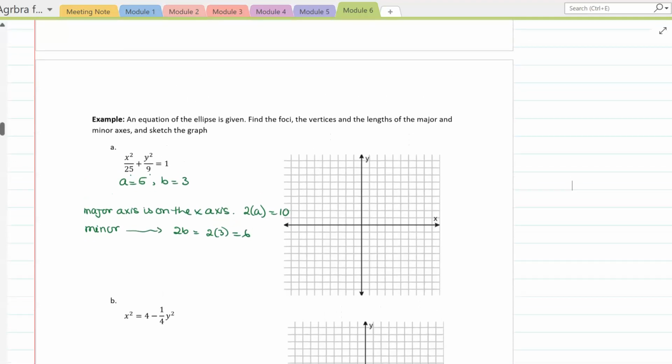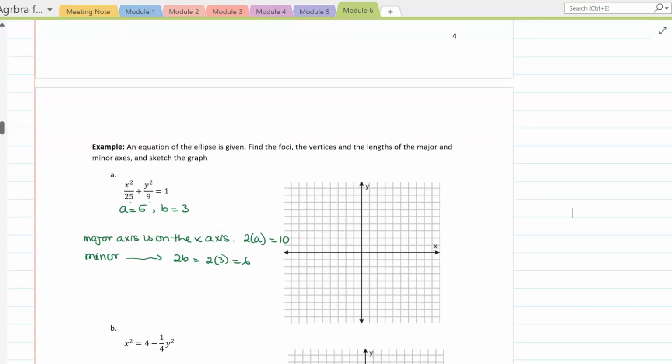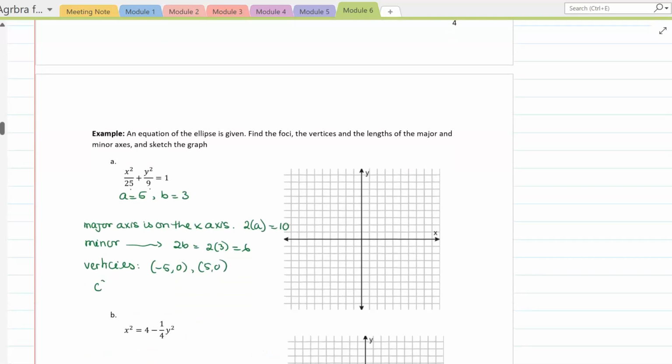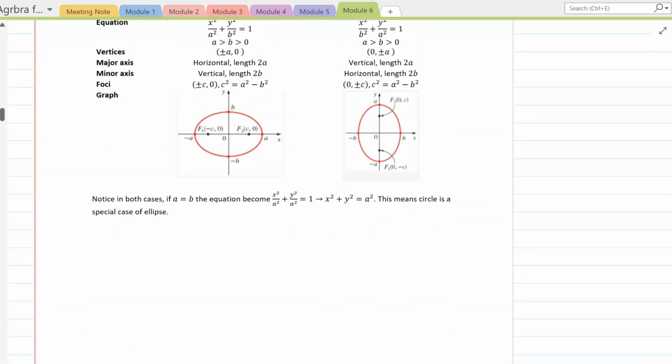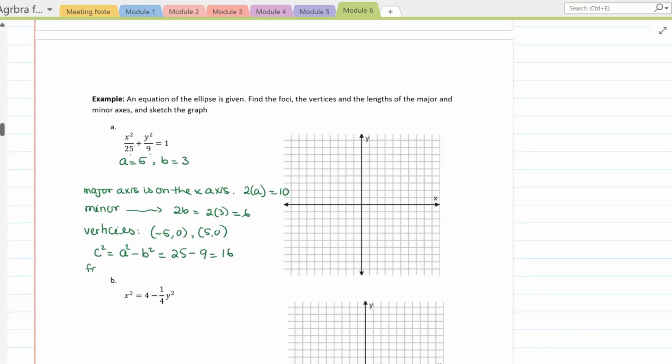The vertices are negative 5, 0 and 5, 0. The next thing we want to find is the foci. The foci satisfy c squared equals a squared minus b squared, so that is 25 minus 9 equals 16. So the 2 foci are at negative 4, 0 and 4, 0.